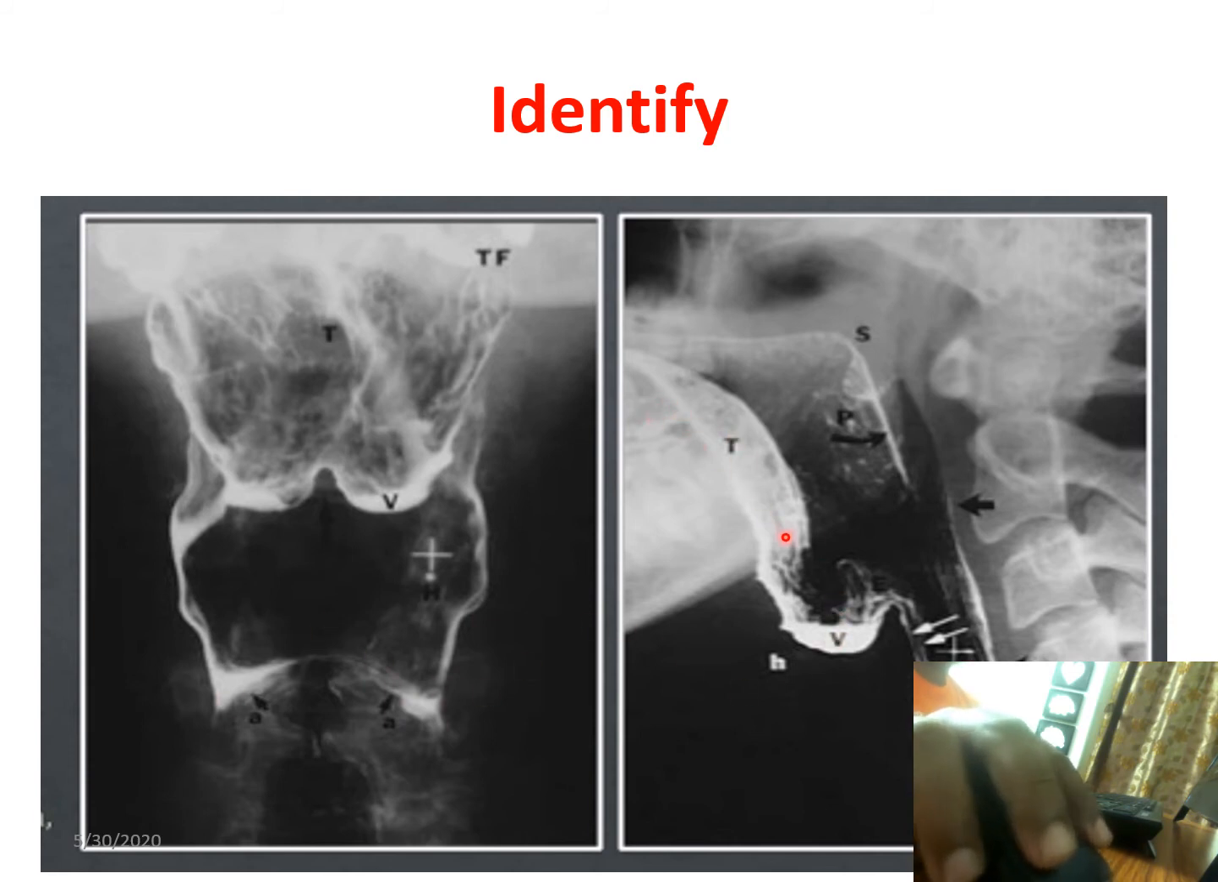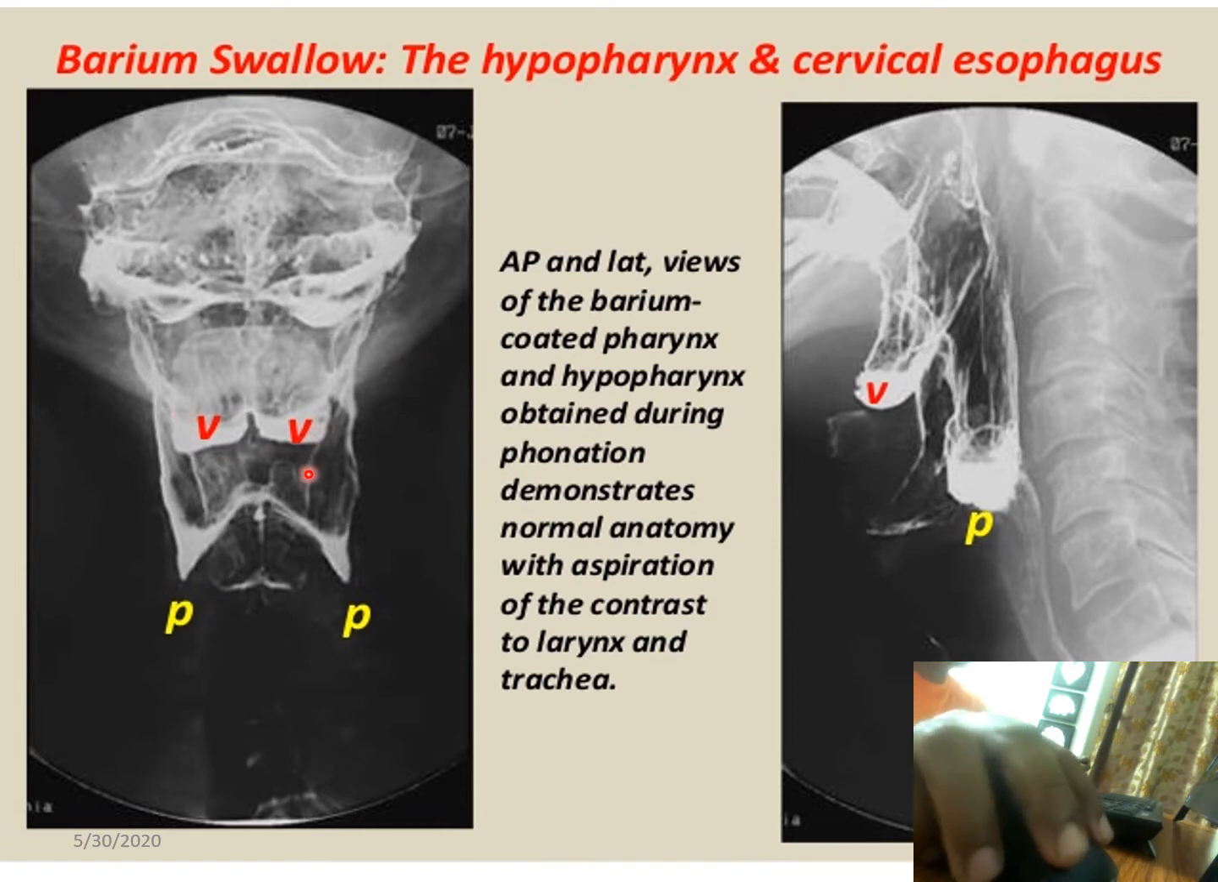You can find out this is the tongue, this is the vallecula, this is the hypopharyngeal wall, this is the soft palate, and these are the laryngeal parts. You can see here there is some aspiration to the laryngeal structures. Here you can see this is the vallecula, this is the piriform fossa, and there is aspiration to some laryngeal structures, the larynx.